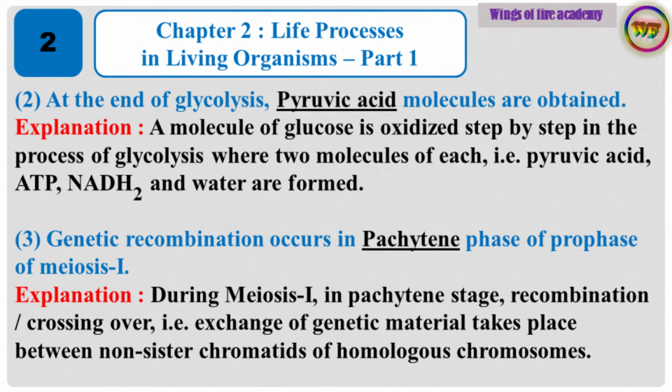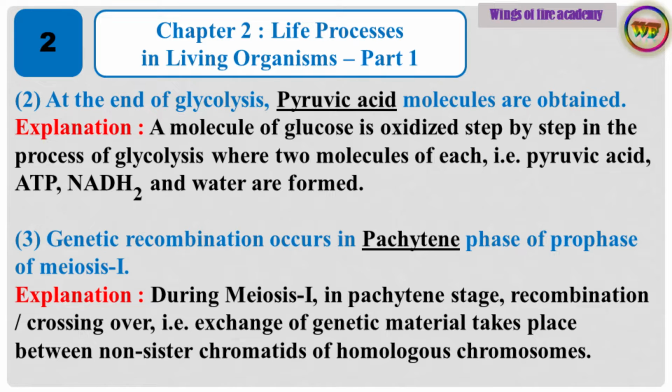Sub-question 2. At the end of glycolysis, pyruvic acid molecules are obtained. Explanation. A molecule of glucose is oxidized step by step in the process of glycolysis, where 2 molecules of each, that is pyruvic acid, ATP, NADH2 and water, are formed.